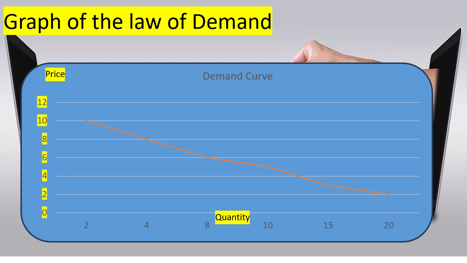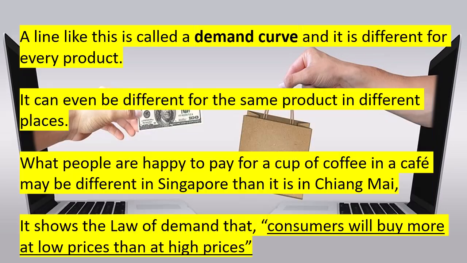So this is what it will look like roughly. You can see at a price of 10 at the left, they are only selling 2. And at the right, at a price of 2, they are selling 20. And it's going from top left to bottom right. So a line like this is called a demand curve.